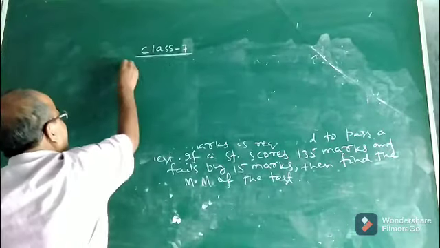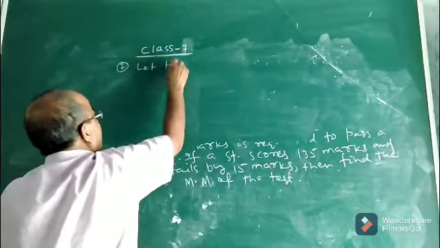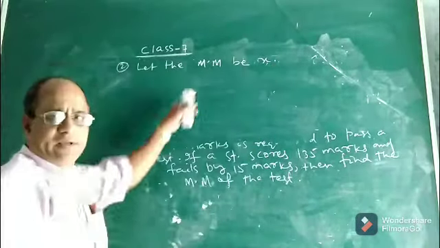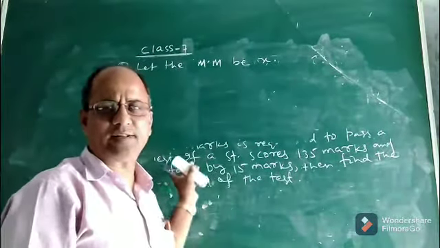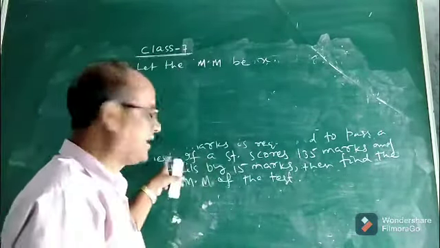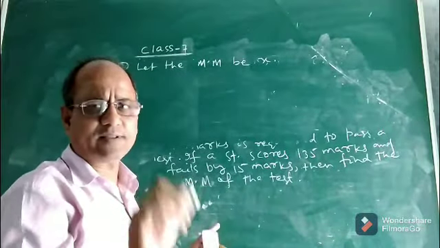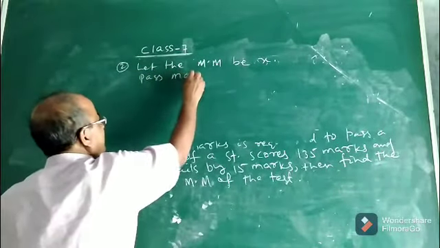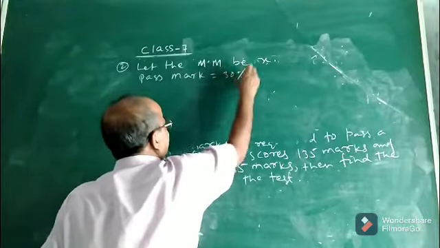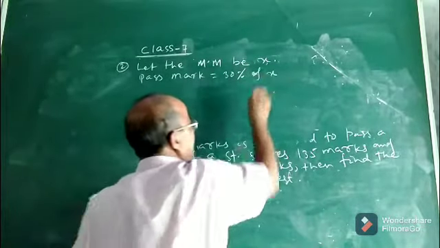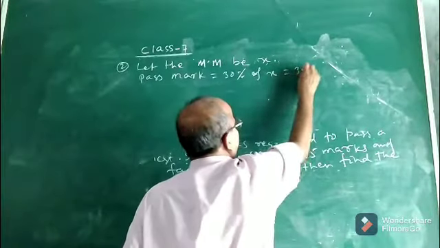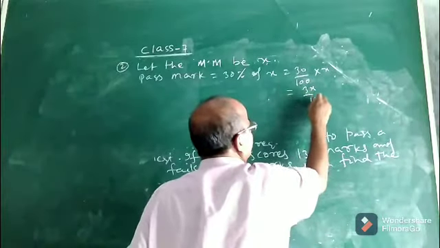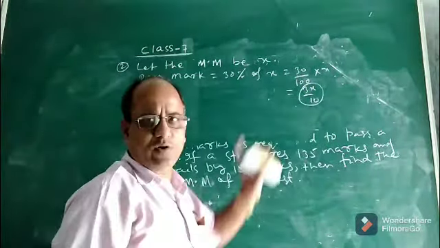So let the maximum mark be x. If the maximum mark is x, then what percent is at least required to pass? 30% according to the question. So 30% required is the pass mark. 30% means 30% of the maximum mark, that is x. So it is 30 by 100 into x, which will be equal to 3x by 10 on simplification. So this will be the pass mark.